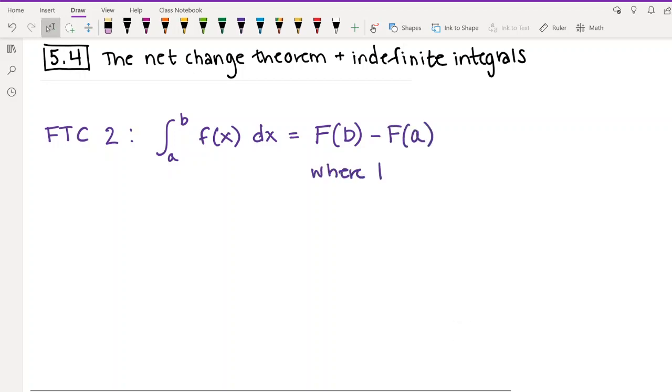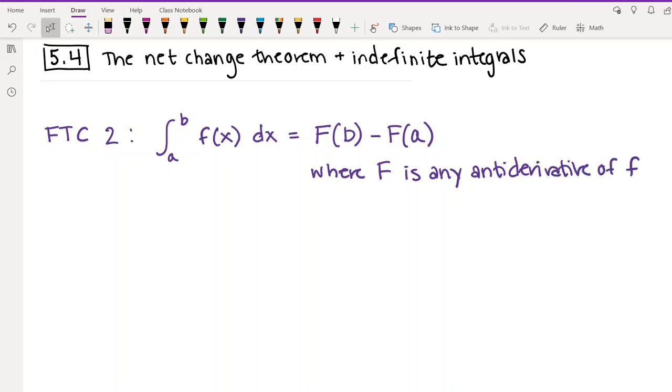So again, capital F of x is any antiderivative of little f. And as we talked about in the previous video, there's really no reason to choose an antiderivative with a c value other than 0. So you're just picking the simplest antiderivative to work with.